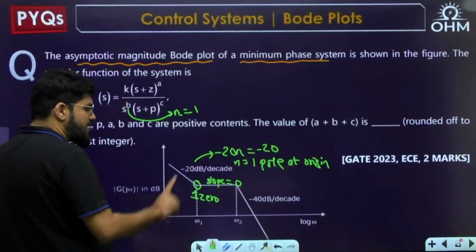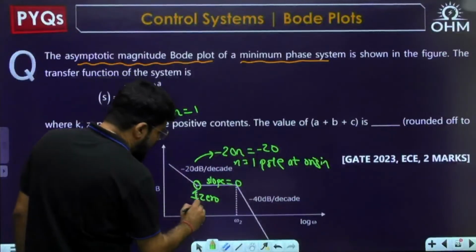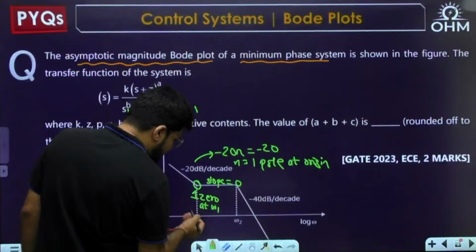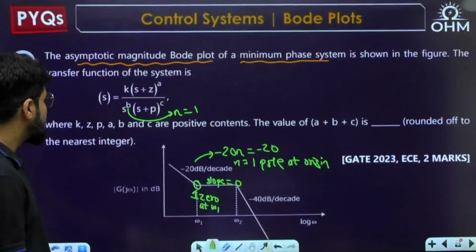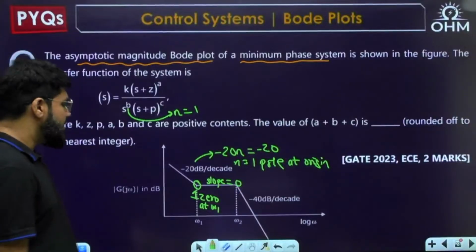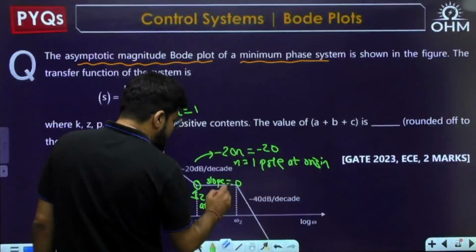Okay, the slope increases by plus 20, which means there is a zero. At what frequency? At omega 1. That is unknown; we will make some efforts to find omega 1. Then again, what happens here?